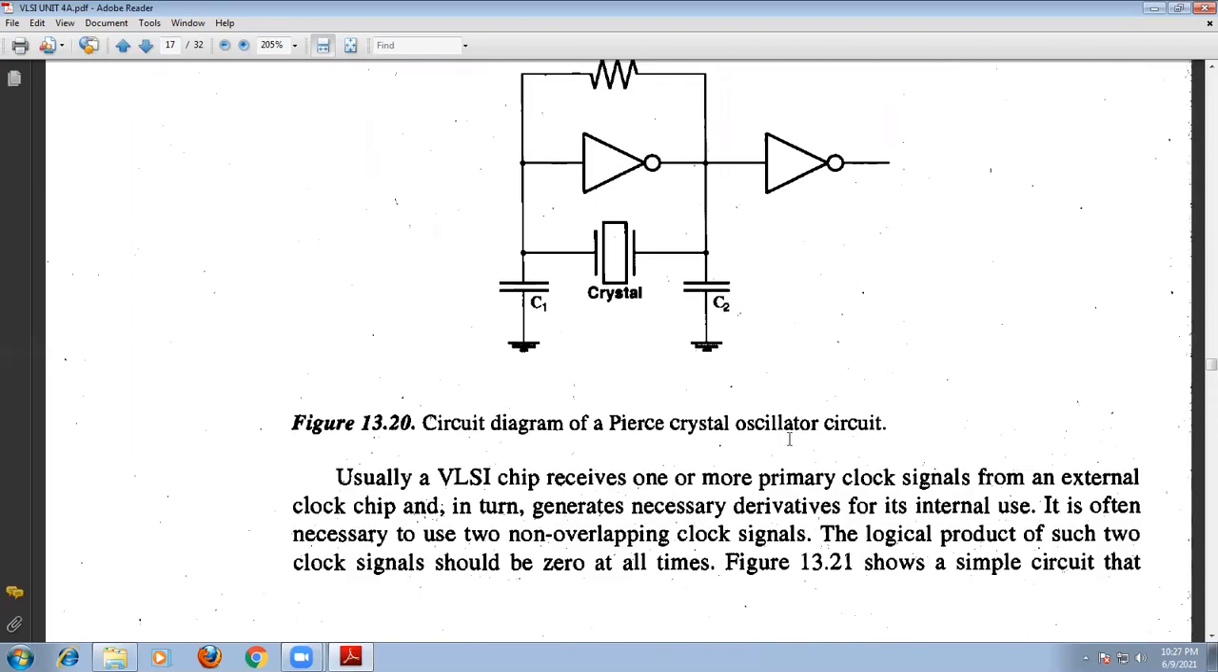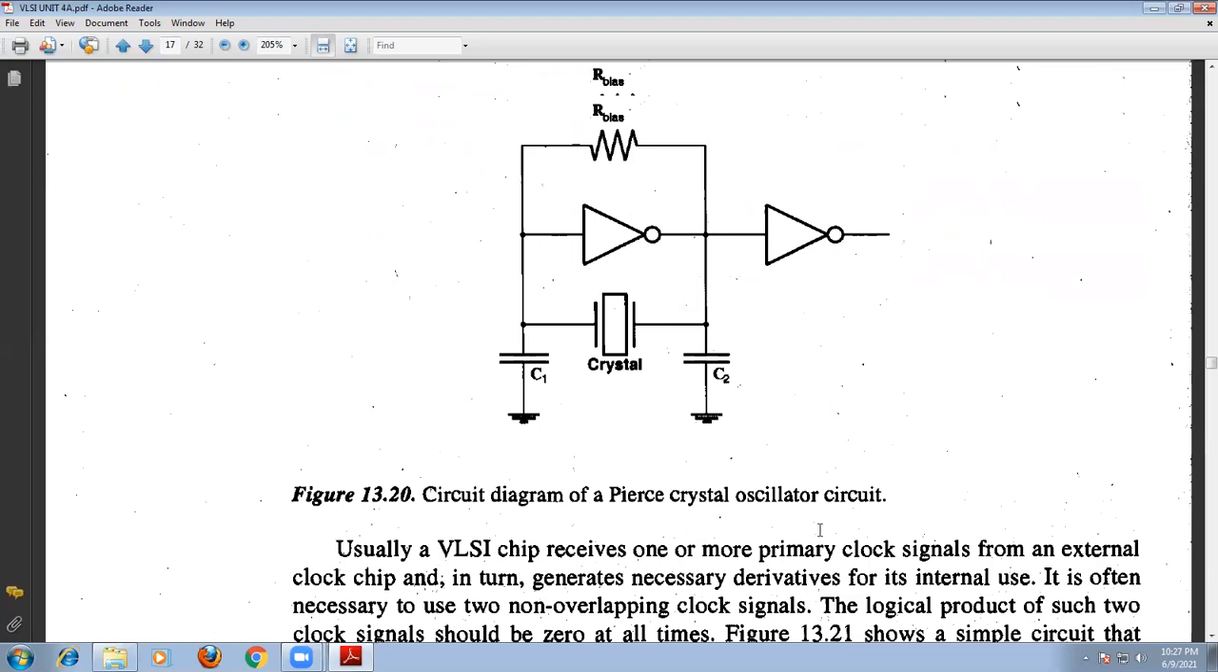This is the crystal oscillator circuit. But in actual situations, these VLSI chips receive one or more primary clock signals from an external clock chip, and generate derivatives of these primary clock signals for internal use.